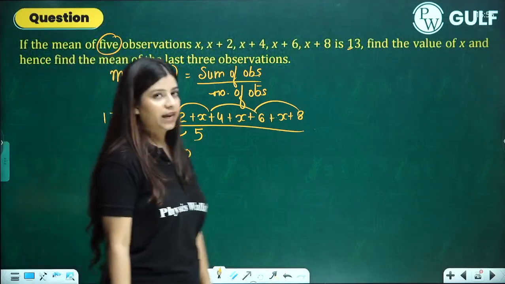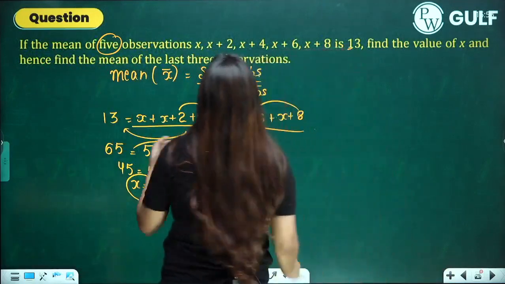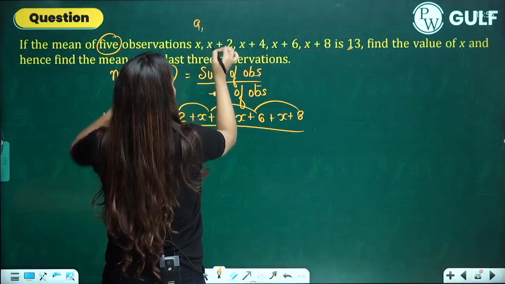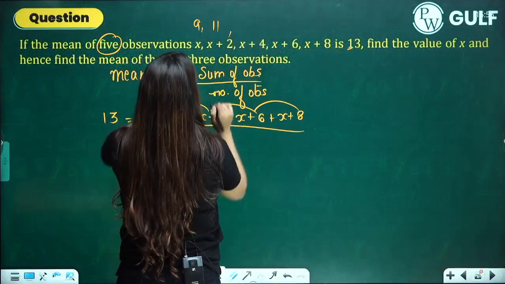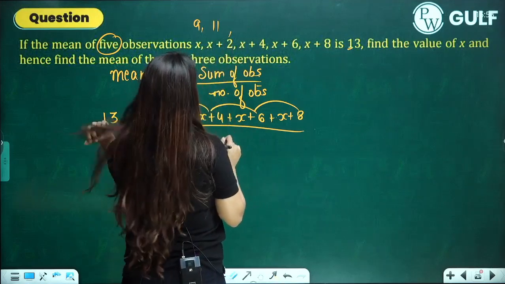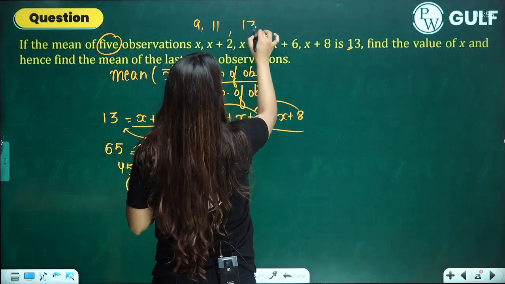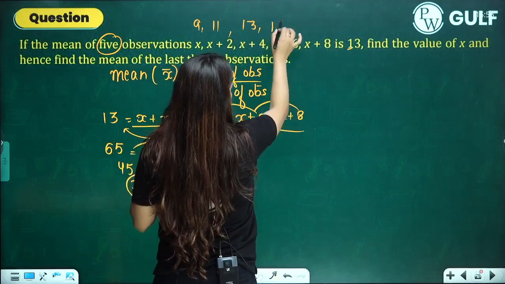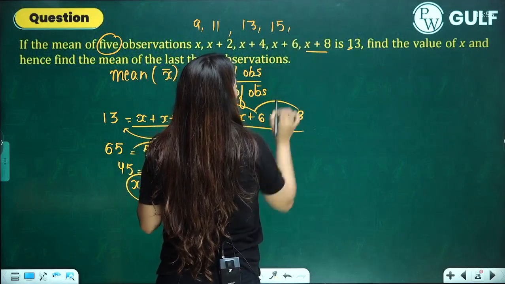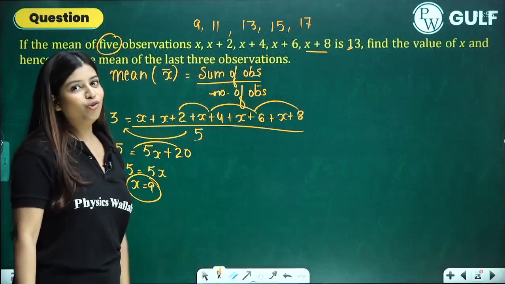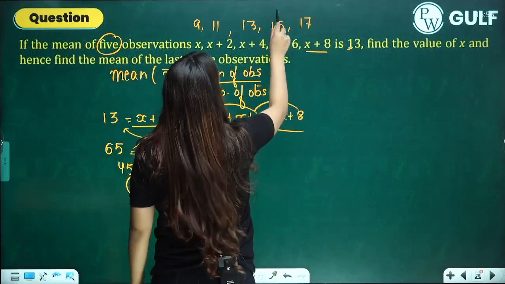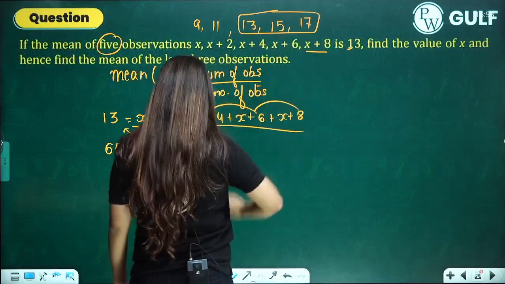This will go there. It will become 45 is equal to 5x and the value of x comes out to be 9. Now when the value of x is 9, the data becomes 9, 9 plus 2, that means 11, then 9 plus 4, that will be 13. Then we have 9 plus 6, that will be 15. And then 9 plus 8, that will be 17. Now we have to find the mean of the last 3 observations.